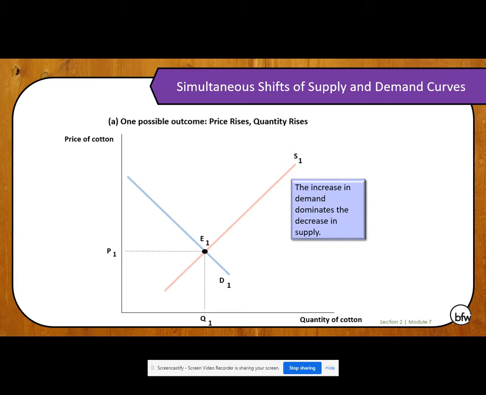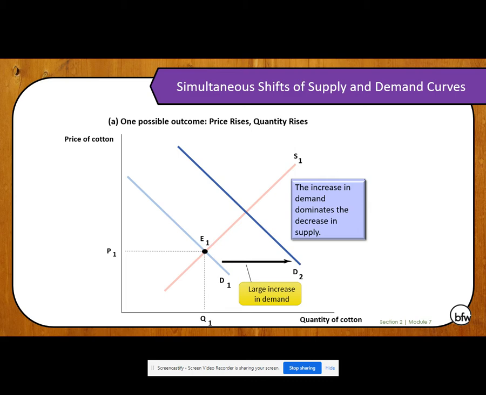Okay. All right, so let's say that there is a shift in both. So here we have our original situation, our original market situation. We've got supply sloping upward, demand sloping downward. We have our original equilibrium point, price, and quantity. Okay, so let's say that there is an increase in demand as well as a change in supply. Well, supply is going to change too. I don't know which way it's going to go here in a second.